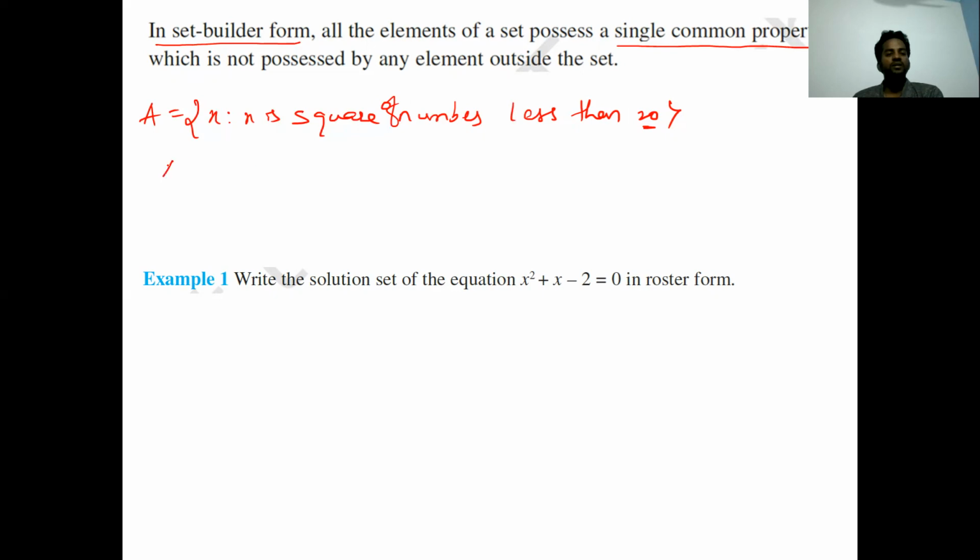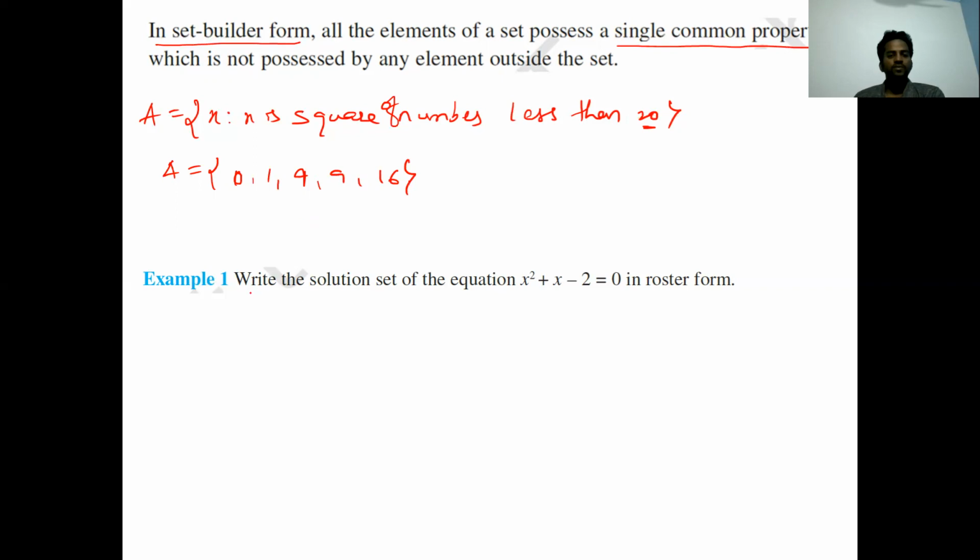Now write this one again. It can be written as whatever is less than 20. Yes, you can start from 0. Yes: 0, 1, 4. What about the next one? 3 squared is 9, 4 squared is 16, and 5 you can't take. If you take 5 squared, it becomes more than 20. So I have to stop it.